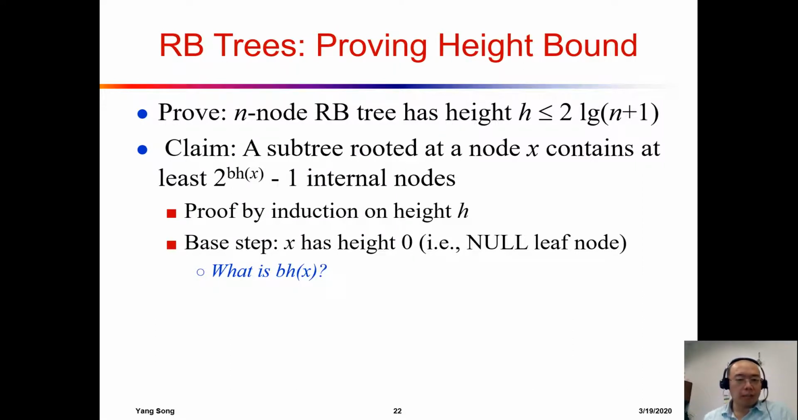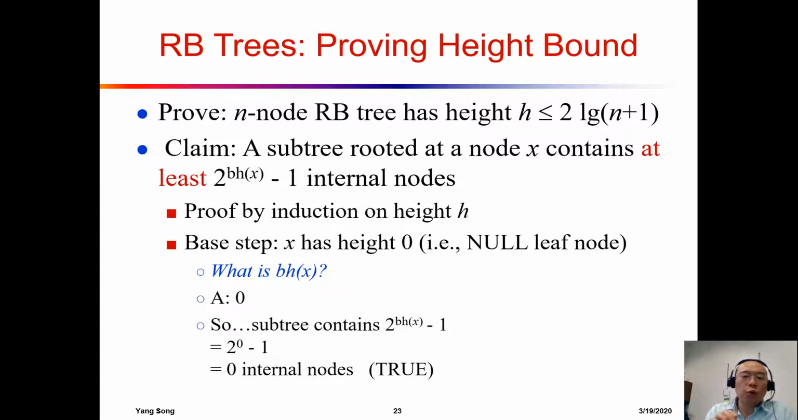So what is the black height of a fake leaf, or a leaf which represents a null pointer? Well, if we don't count the current black node we are visiting, that is 0. So this subtree contains 2 to the black height of x, minus 1, and that is 2 to the 0 minus 1, and that is 0. So the claim holds in the base case, where the height of x is 0.